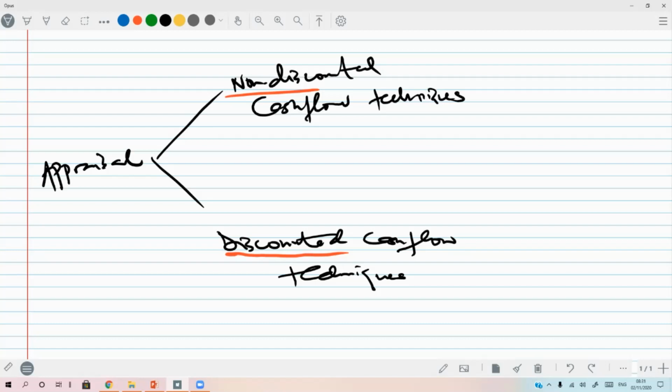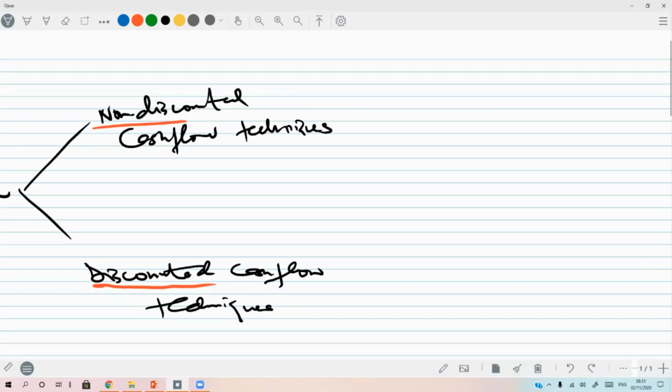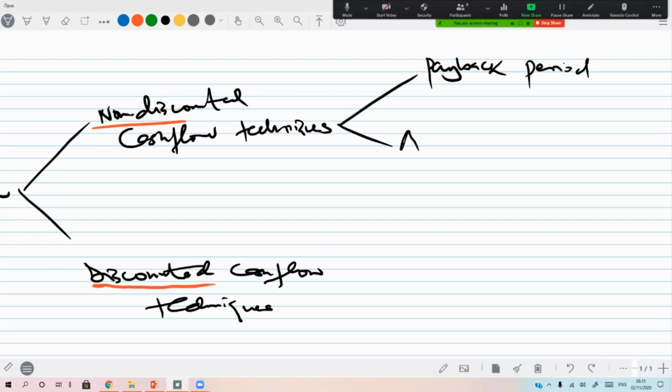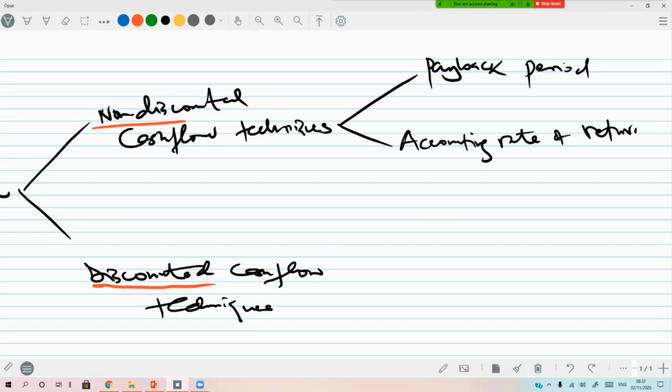Now, in the case of the non-discounted techniques, as we've just mentioned, we don't need to discount the cash flows or determine their present value. The two methods we can use here are first the payback period method, and the other method is the accounting rate of return.